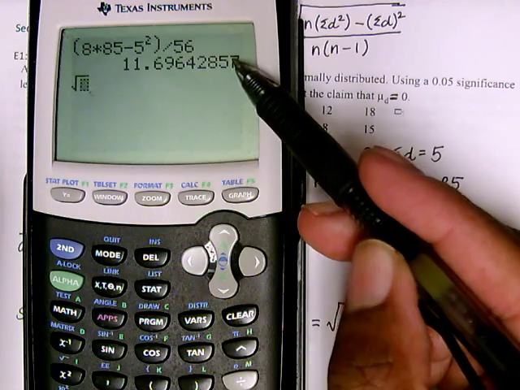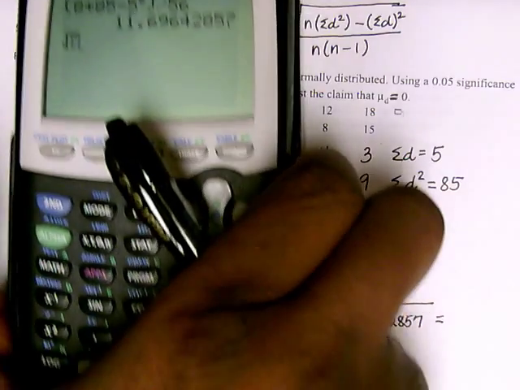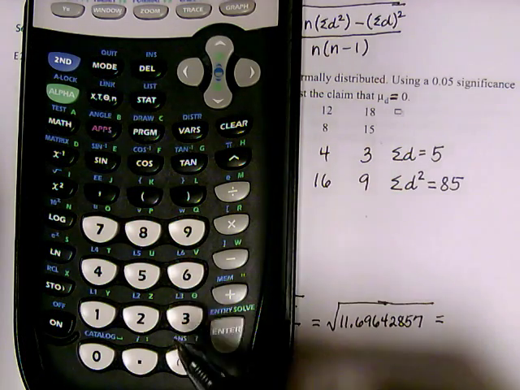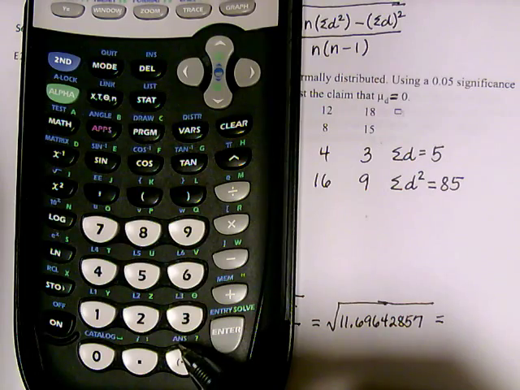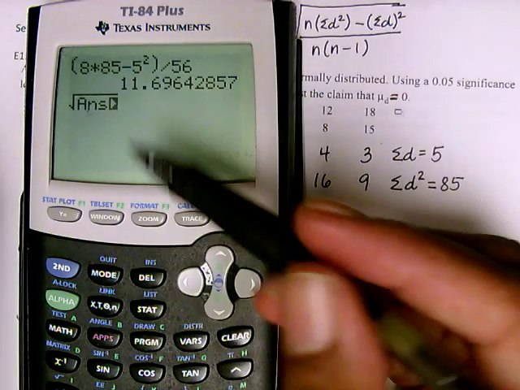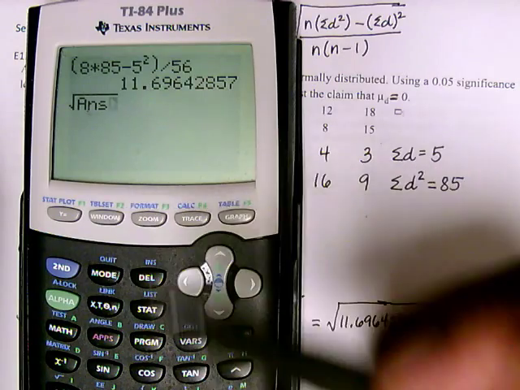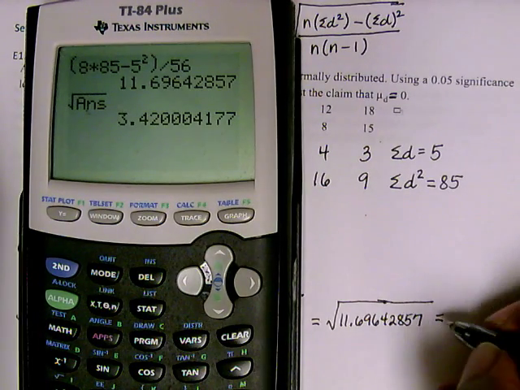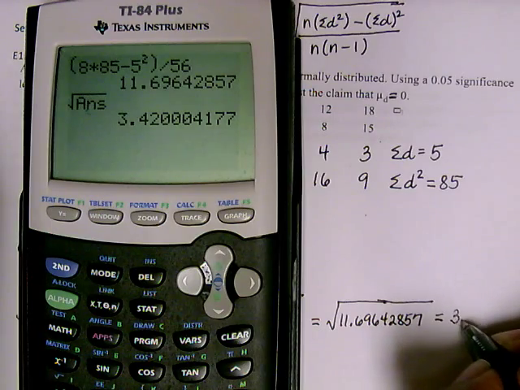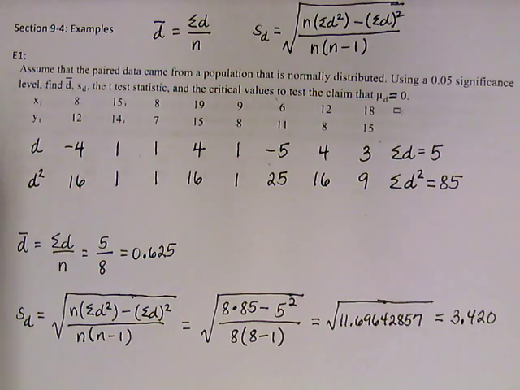But if I want to retrieve this answer, all of this decimal value, I'm going to press second, and then there's a button that has the negative key. Right above it is the word ANS for answer. So I press that key, because what it's going to do is take that previous answer, and I'll get the square root of that previous answer. Then hit enter. And in this case, to 3 decimal places, 3.420. So 3.420 will be the standard deviation of the individual differences of that particular sample.